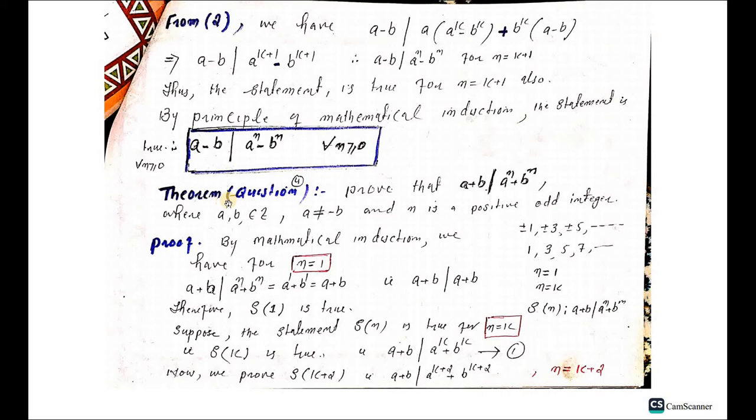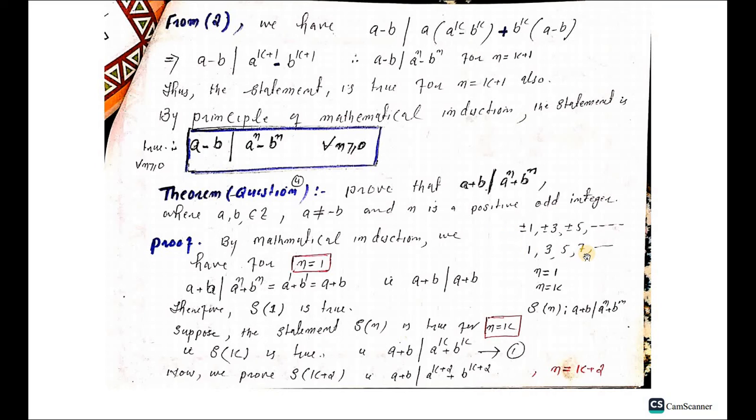Now here we have another question. Prove that a plus b divides a power n plus b power n, where a, b, c are integers. This a not equal to minus b, because if we simplify we get a plus b not equal to 0, and here this a plus b should never be equal to 0, that's why a is not equal to minus b. And here n is a positive odd integer.